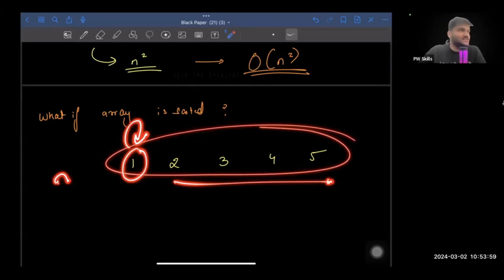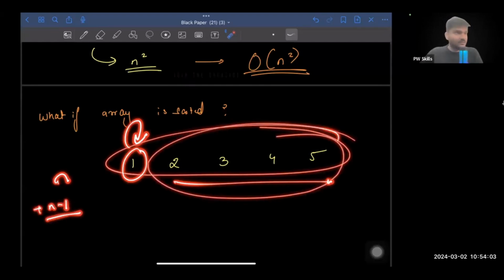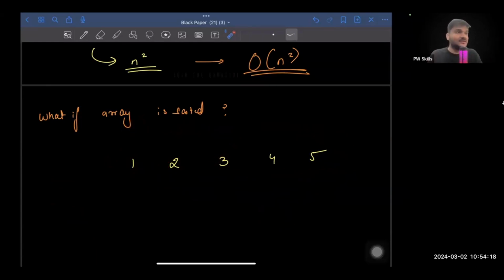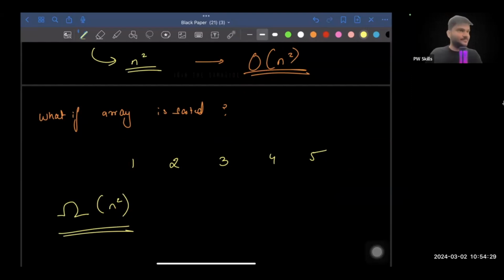Again, we do not know where the minimum element is, so you have to go through n minus 1 elements to find it. You find the minimum element as 2, and you swap 2 with 2. Then again you find the minimum among the n minus 2 elements, and so on. So even if the array is sorted, you don't get much of a benefit. Even the best case of selection sort is big omega of n square, right?